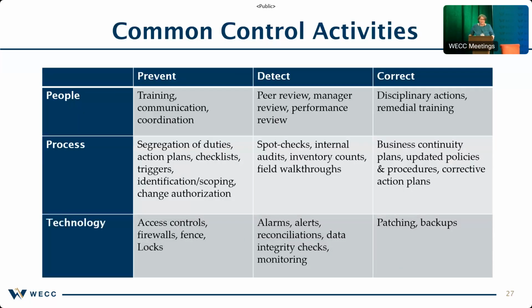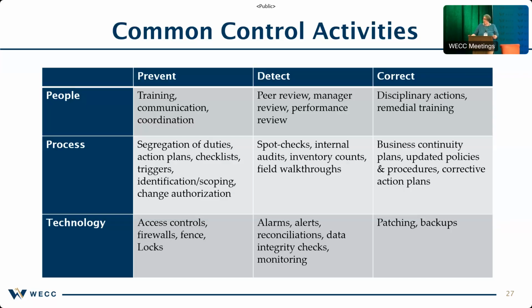So getting back to the categories, I am not going to read every control example here, but I do want to point out that a control can be seen from multiple points of view, as we said: function, method, or form. And here's a grid of common control activities and how they relate to each other from a function and method standpoint. So if you want to control for human factors, you can implement preventative controls such as training, detective controls such as reviews, or corrective controls such as disciplinary actions.